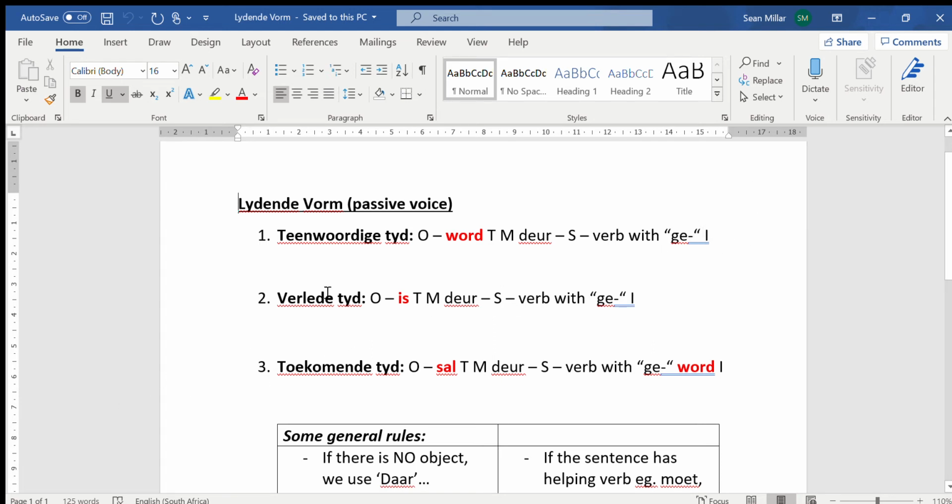Then your second option is if you're given a verlede tyd active voice sentence, so bedrywende vorm sentence in the verlede tyd. How you'll recognize this is you'll obviously see that verb already with a ge, so you'll know, okay, now I obviously start with the object for passive voice or lydende vorm. And then instead of saying word, you say is, time, manner, deer, subject, then your verb at the end of the sentence. And because it'll already have a ge, because the active voice sentence is in the past tense, you don't have to add another ge. You don't say ge. And then obviously your infinitive falls at the end of the sentence, your omte.